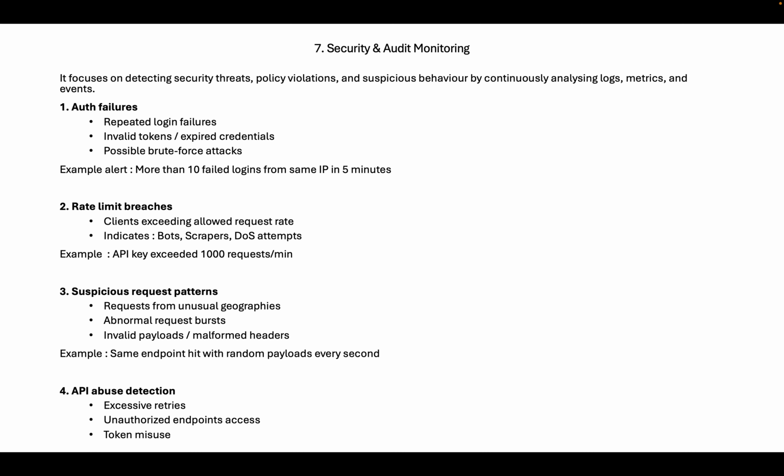Fourth thing is API abuse detection. It includes excessive retries, unauthorized endpoint access, and token misuse. We have already covered all the points to monitor Spring Boot applications in a production environment.